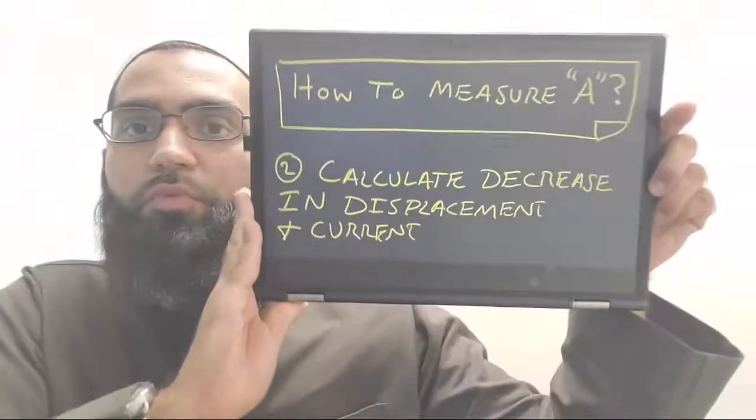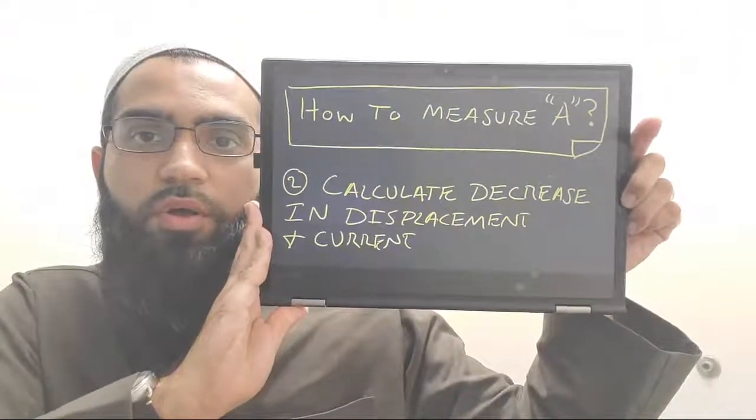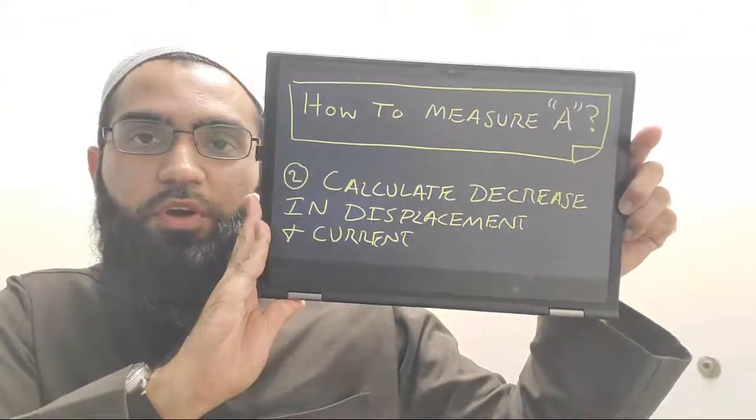Next, we're going to calculate the decrease in displacement and current. That's easy. You take the initial state minus the final state. The final state with the mass is going to be lower, or with the heavier mass, it's going to be lower. That's easy. That's a subtraction.